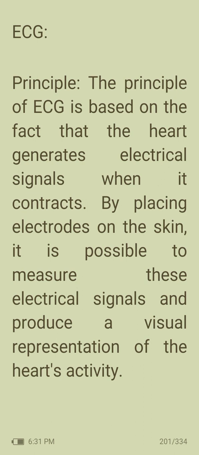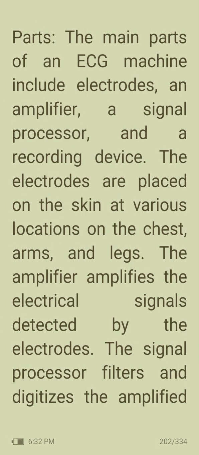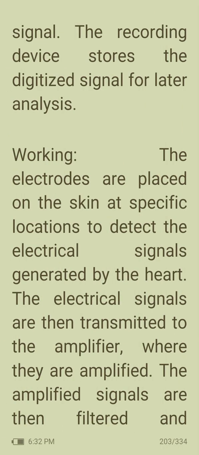By placing electrodes on the skin, it is possible to measure these electrical signals and produce a visual representation of the heart's activity. The main parts of the ECG machine include electrodes, an amplifier, a signal processor, and a recording device. The electrodes are placed on the skin at various locations on the chest, arms, and legs. The amplifier amplifies the electrical signals detected by these electrodes. The signal processor filters and digitizes the amplified signal, and the recording device stores the digitized signal for later analysis.